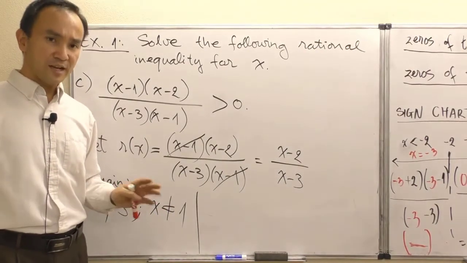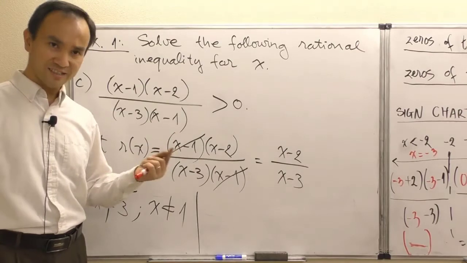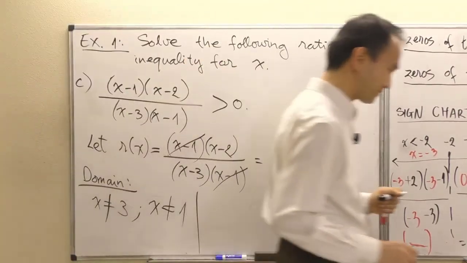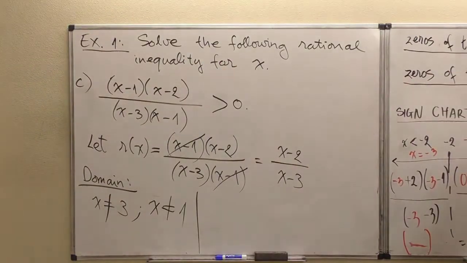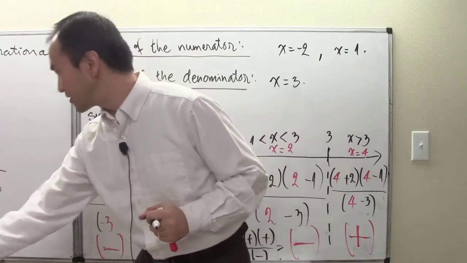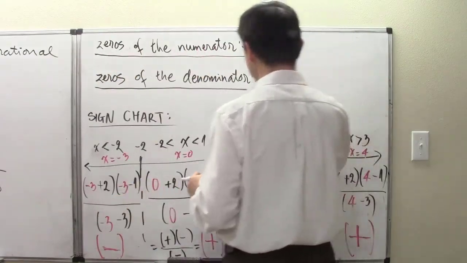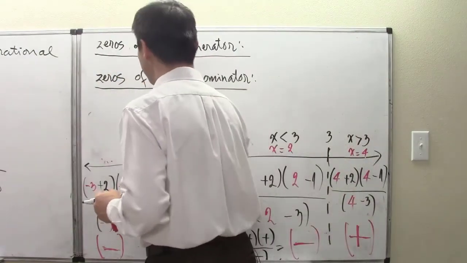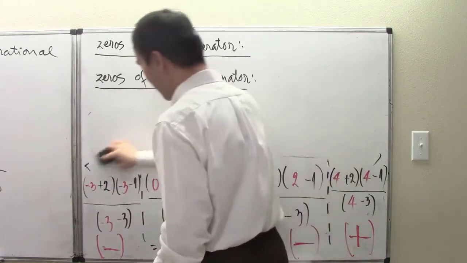Okay, and so now let's get on the other board and get our steps down right there. All right, so now the next step here is to identify all zeros at the numerator and in the denominator.